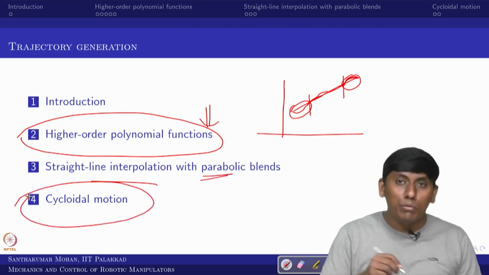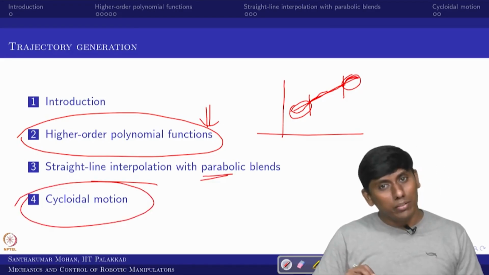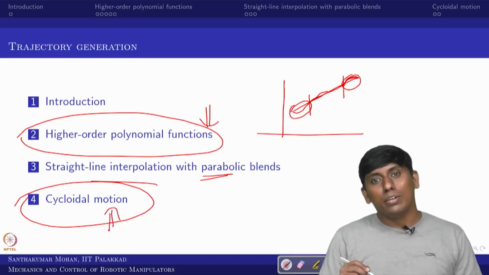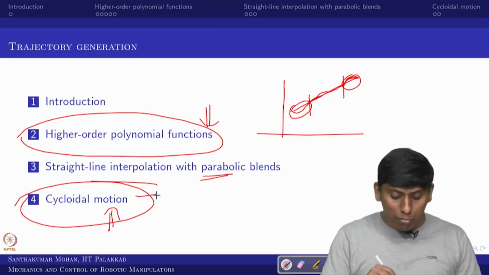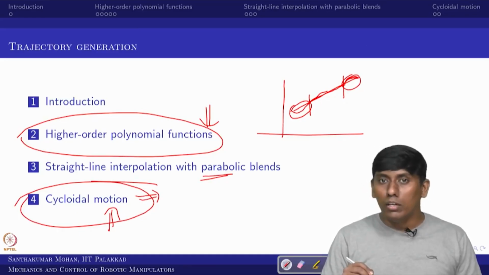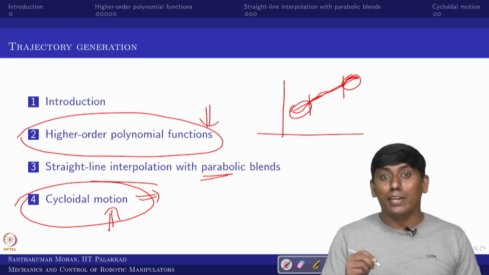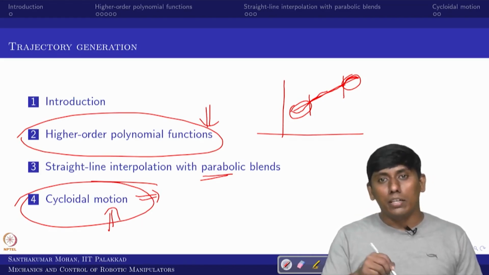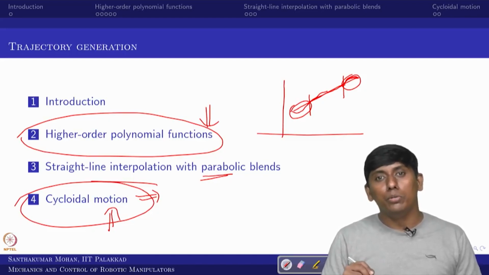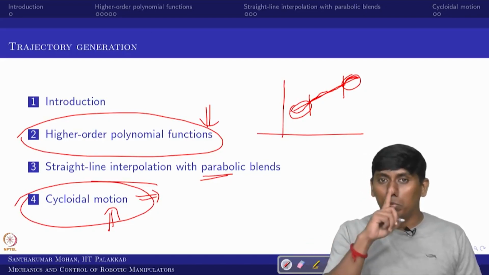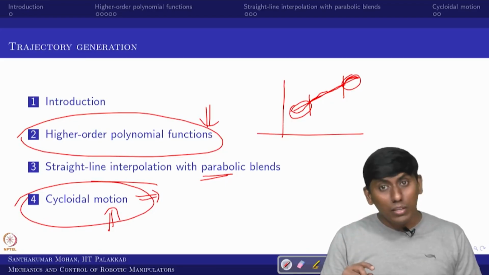And finally, we will see one interesting phenomenon called cycloidal motion, and how the cycloidal motion can be used for trajectory generation, which is very common in most legged robots. In the legged robot, the cycloidal motion in both x and y would be used, but in this particular robotic manipulator we would be using how the x displacement happens as the trajectory.